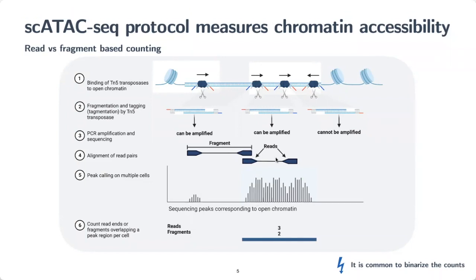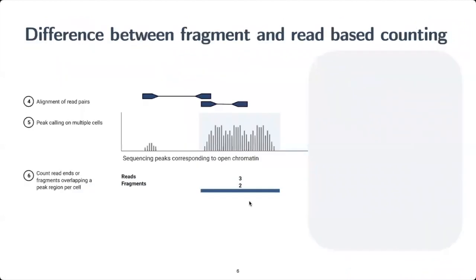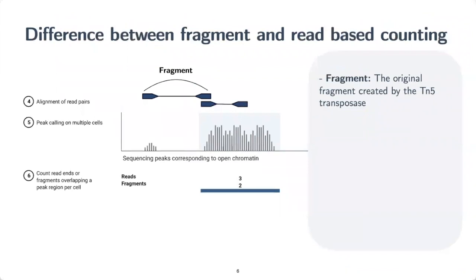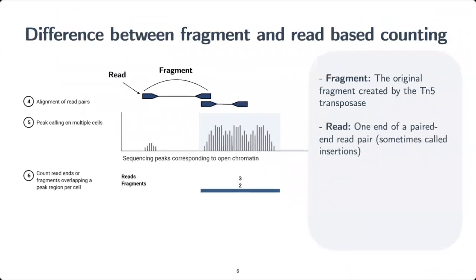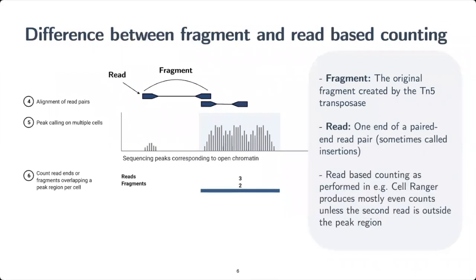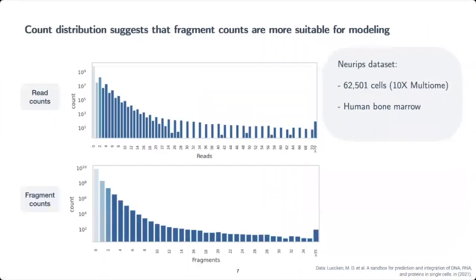So in this example, this peak here would get a read count of 1, 2, 3 reads. Whereas if you count the actual fragments, you would get a count of 2, because this read here is missing. And this actually makes a difference if you look into the distribution of the count data.